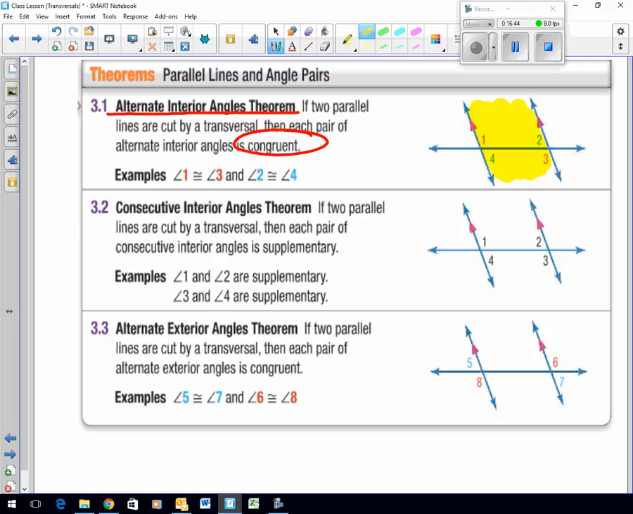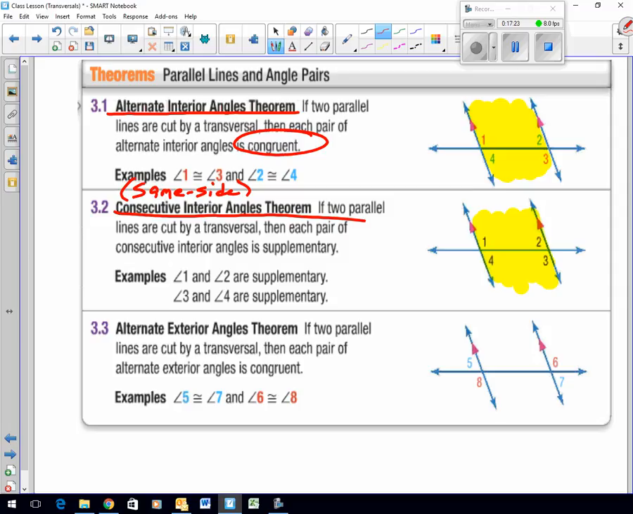I'm going to go back to painting. Because the next one says consecutive interior angles. I'm going to paint it up. Here are my inside. That's interior paint, right? I'm inside the parallel lines, correct? Okay? If I'm inside the parallel lines, I've got consecutive interior angles. Check this out. Consecutive is the same thing as saying same side, meaning they're on the same side of the transversal.